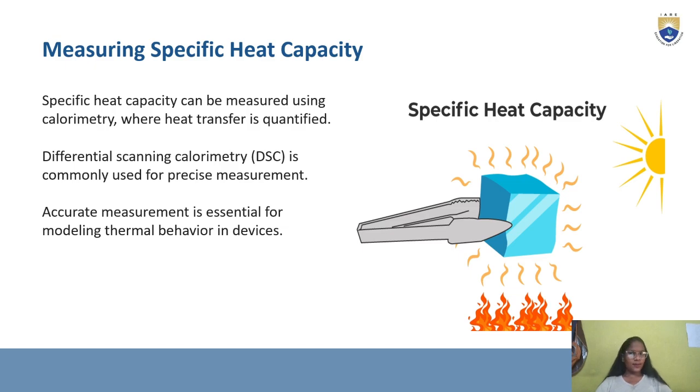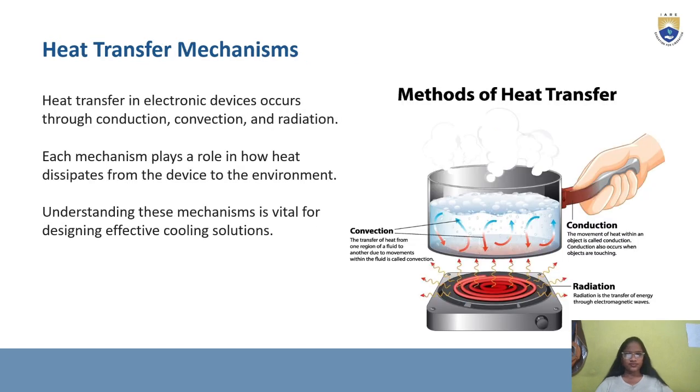Measuring specific heat capacity. Specific heat capacity can be measured using calorimetry, where heat transfer is quantified. Differential scanning calorimetry (DSC) is commonly used for precise measurement. Accurate measurement is essential for modeling thermal behavior in devices.